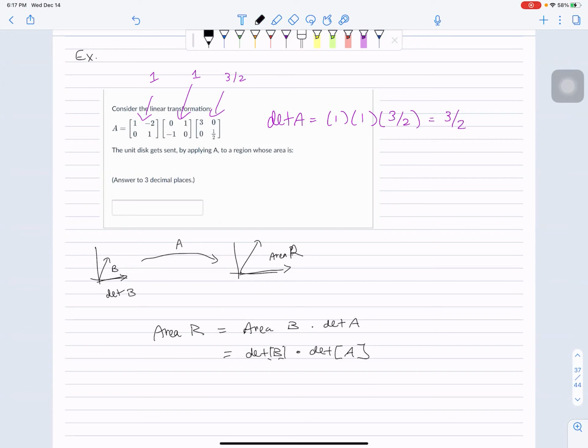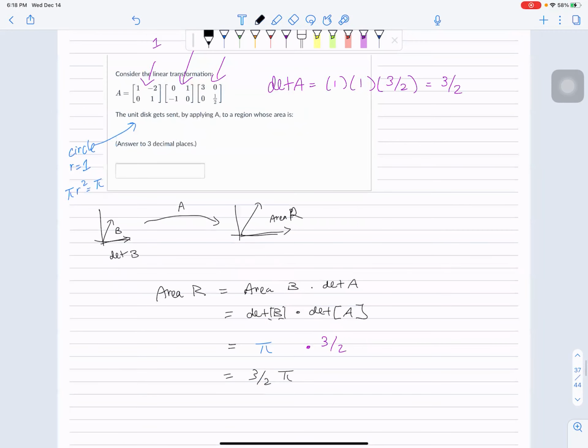So I have times 3/2 here. Now I need to see what is the area of B, my original shape. My original shape, they say it's a unit disk, which means it's a circle of radius 1. Area of a circle is pi r squared, so we get pi times 1 squared, or pi. So my final answer is 3/2 pi. That's what A does to my unit disk.